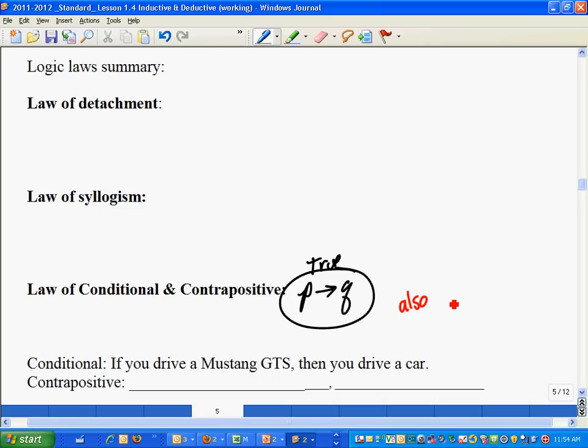Okay, now, do the converse. If I eat a fruit, do I eat an apple? Is that always true? No. So the converse is not forced to be true.